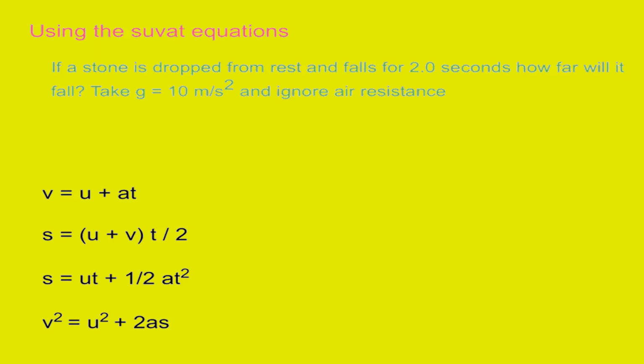Well, the first thing to do really is to figure out what quantities you do know and what quantities you are required to know. So in this instance, we know the initial velocity, because we're told it's falling from rest, is 0 meters per second. We know the acceleration downwards will be 10 meters per second squared. Let's take downwards as positive to make things easier. And we know the time is 2.0 seconds. And those are the three quantities we know.